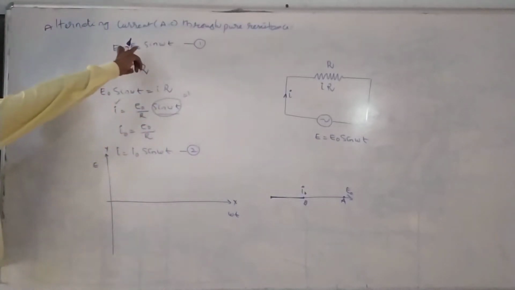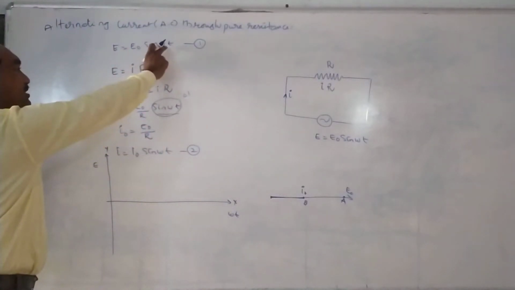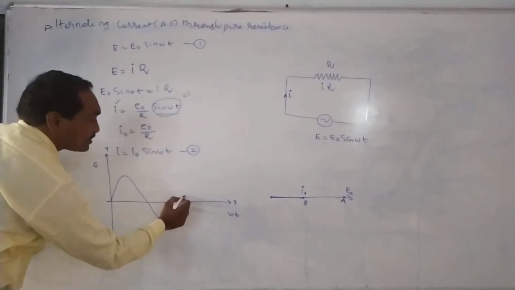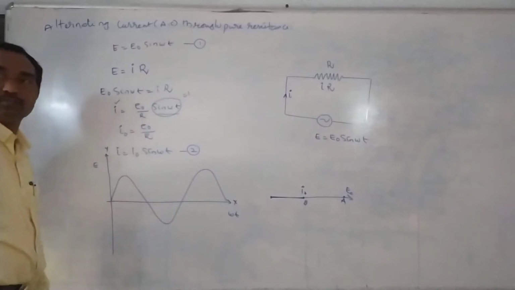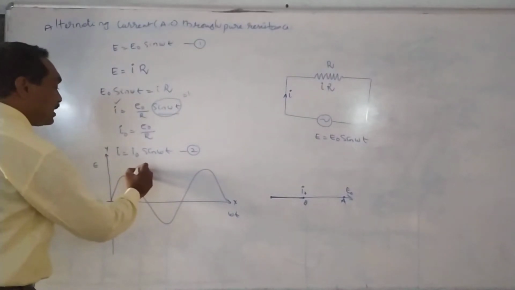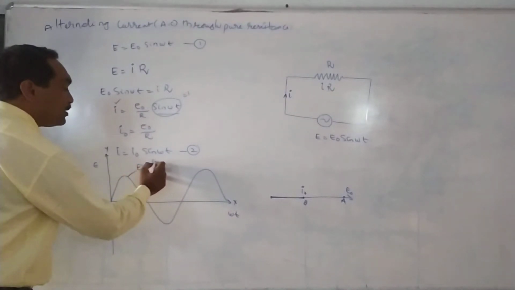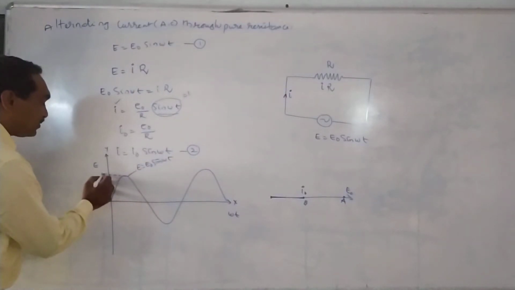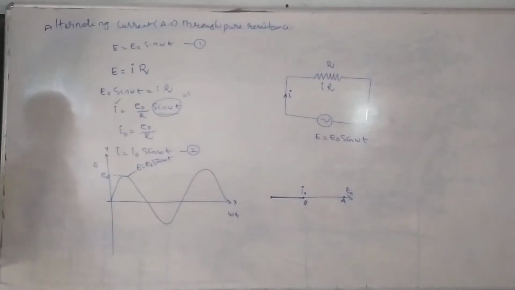For the equation of E, E is equal to E naught sin omega t. So the alternating EMF can be written like this, where this equation gives E is equal to E naught sin omega t. This is the maximum value of the alternating voltage, E naught.